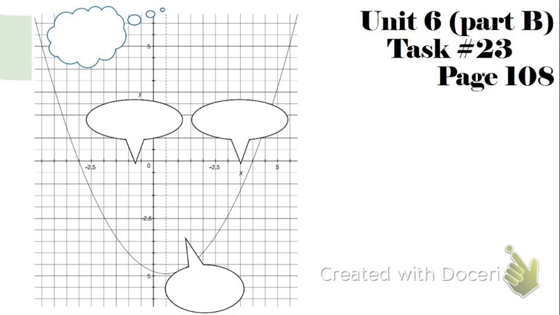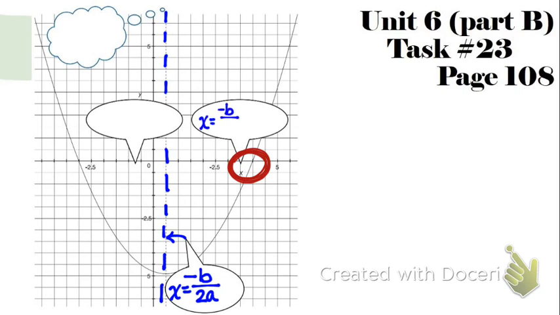The speech bubble down at the bottom looks to me like it's pointing to our axis of symmetry. Do you remember what part of the quadratic formula tells us this? Not b squared. Negative b over 2a. And then I think this speech bubble is supposed to be pointing to this root right here. That's negative b over 2a.